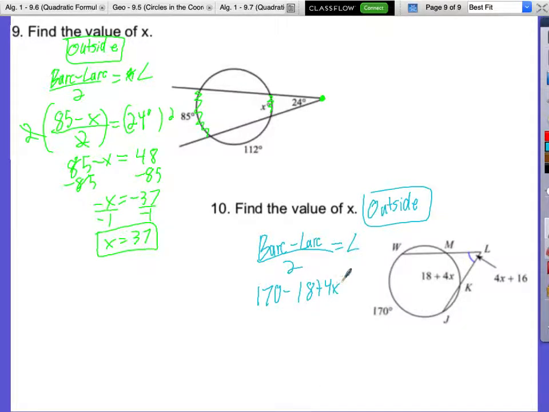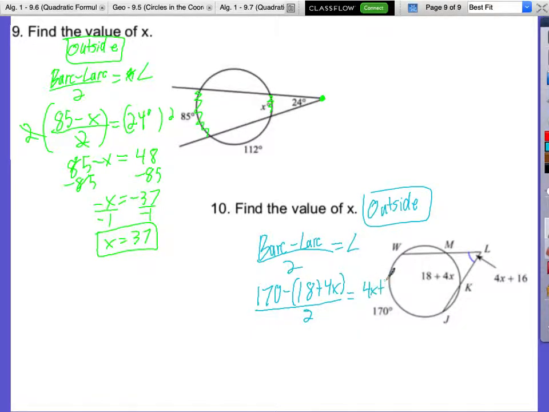18 plus 4x. Now that whole thing's our lark, right? So we're going to put that in parentheses. Just like we did with the external times the whole thing, we put it in parentheses, and we'll see why in a second. Divide by 2. And what's our angle equal to?